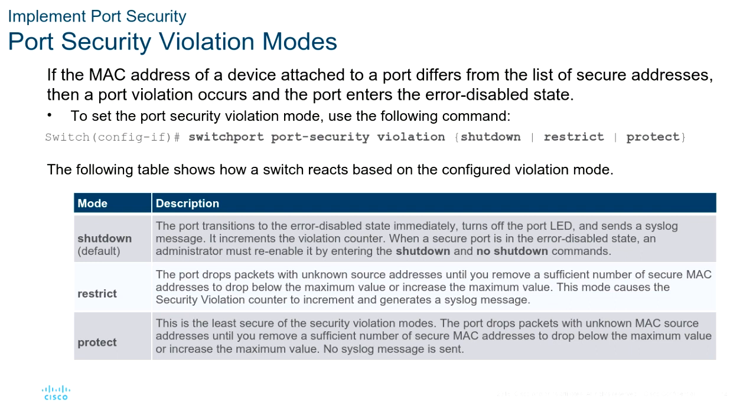Okay, so that's the default mode, as it goes to error disabled. The restrict mode is not going to go into the error disabled mode. It's going to just drop the packets. And then the last mode, protect, is the least invasive of all. It's going to drop packets with unknown MAC source addresses. No syslog messages sent. So if we don't care about anything, we'll do this.